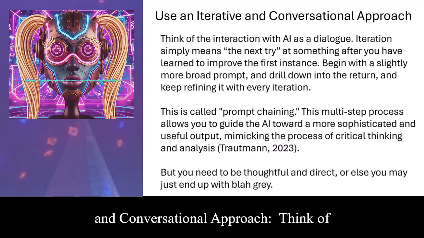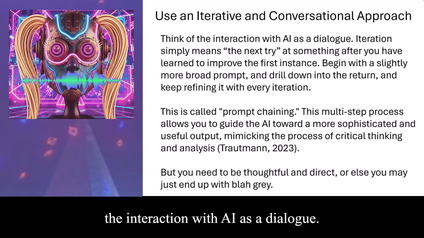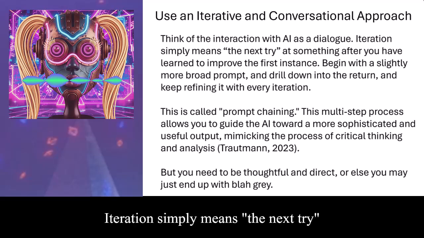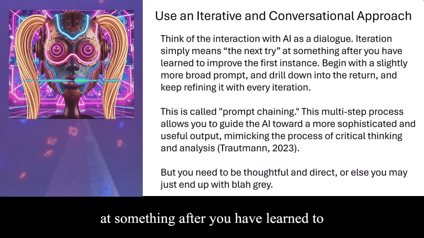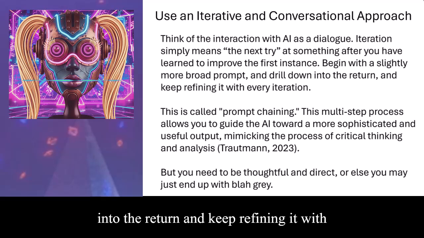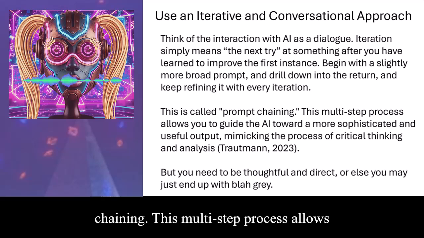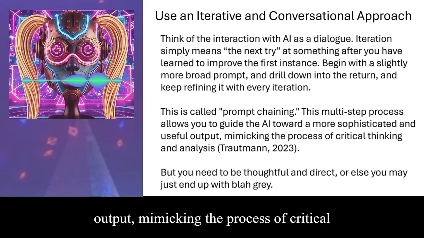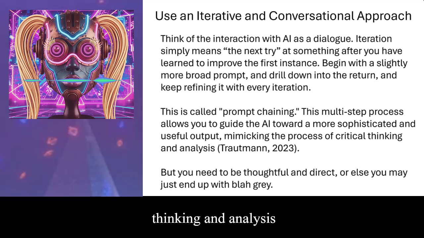Use an iterative and conversational approach. Think of the interaction with AI as a dialogue. Iteration simply means the next try at something after you have learned to improve the first instance. Begin with a slightly more broad prompt and drill down into the return and keep refining it with every iteration. This is called prompt chaining. This multi-step process allows you to guide the AI toward a more sophisticated and useful output, mimicking the process of critical thinking and analysis. Trotman, 2023.